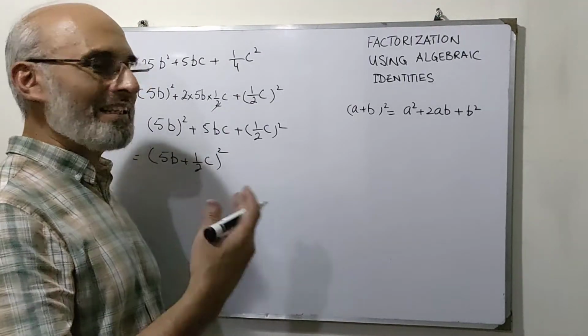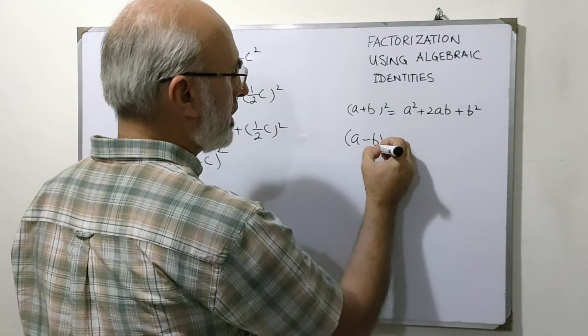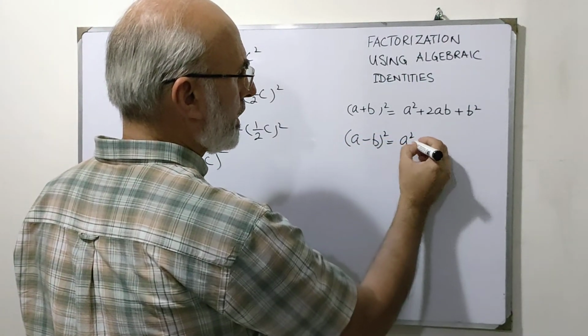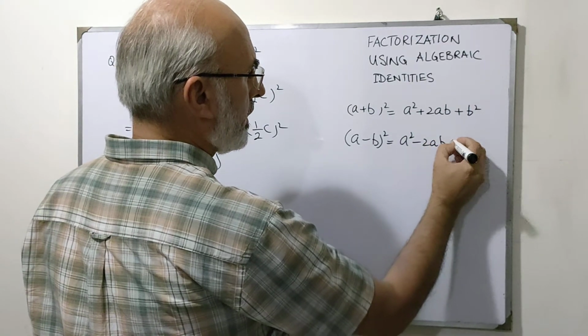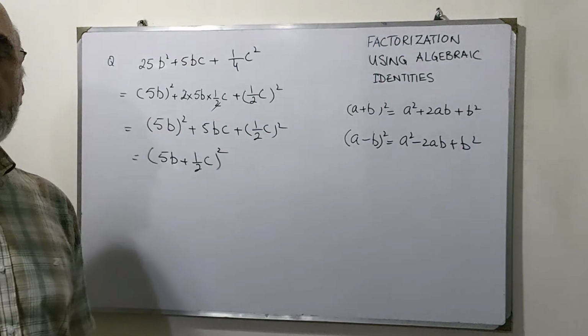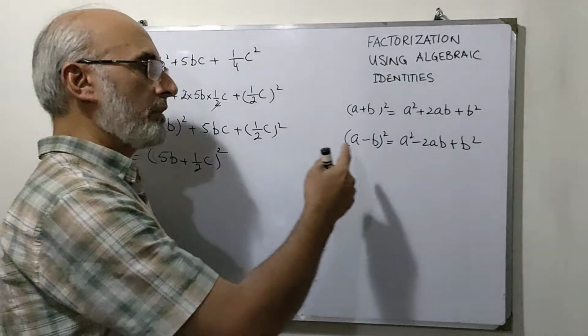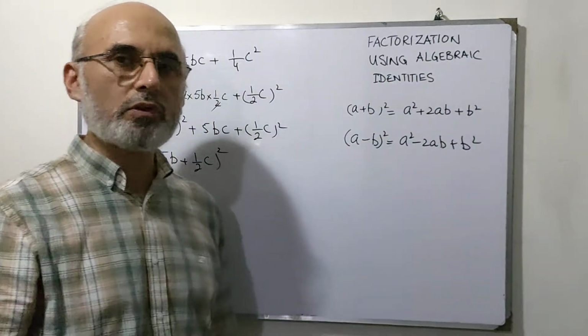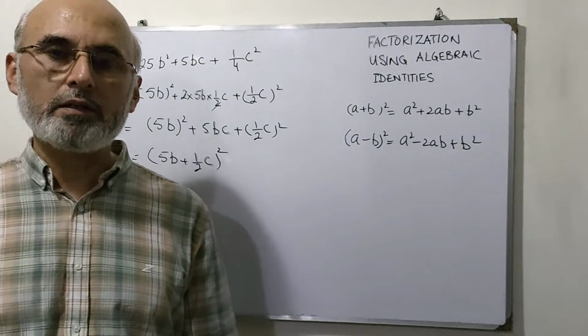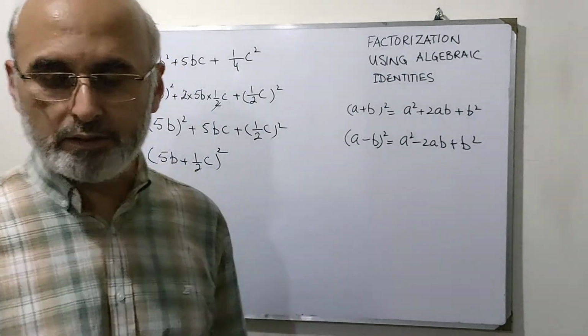Now let's take examples of this. A minus b whole square is equal to a square minus 2ab plus b square. So what is the difference? We have a negative sign between a and b, which will give us minus 2ab. So this is the difference. So let's take a couple of examples to use the second identity.